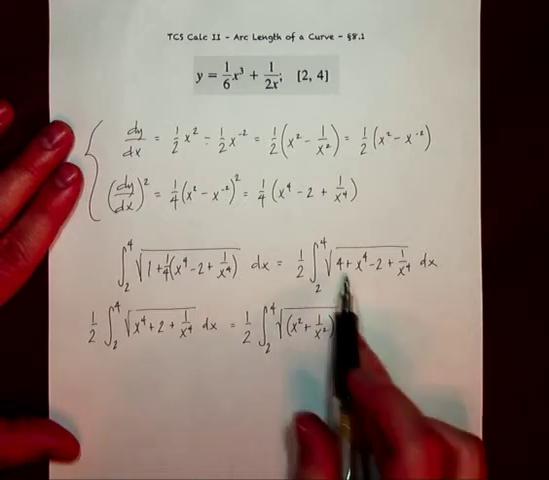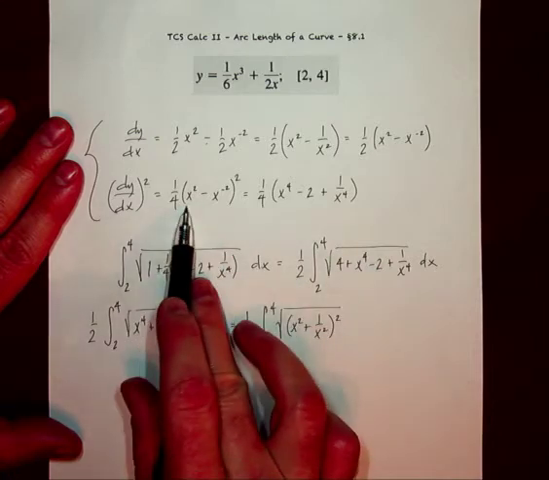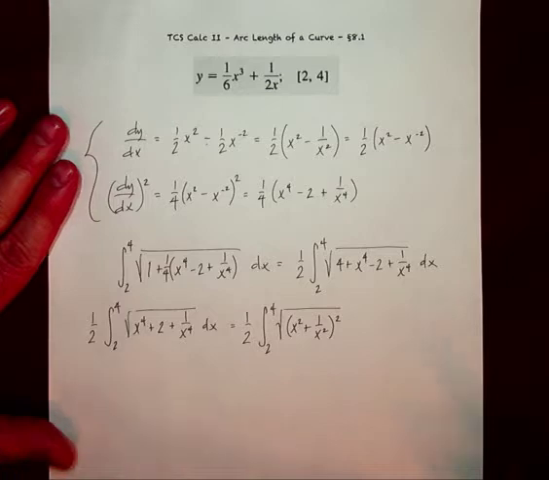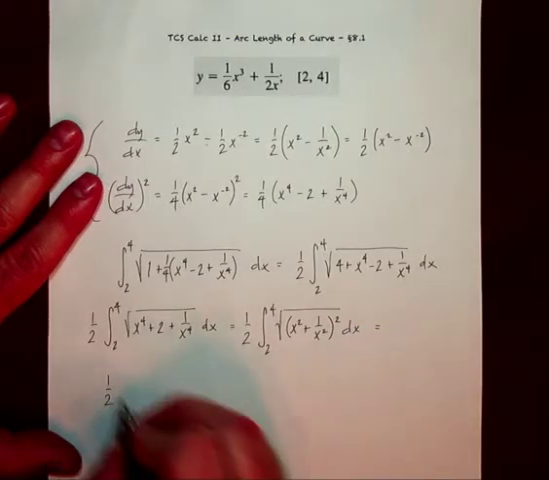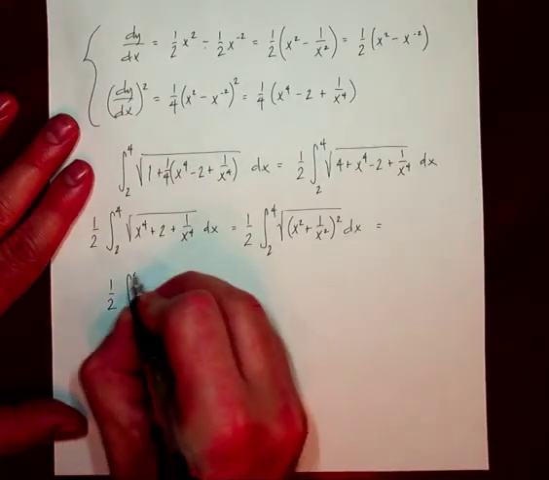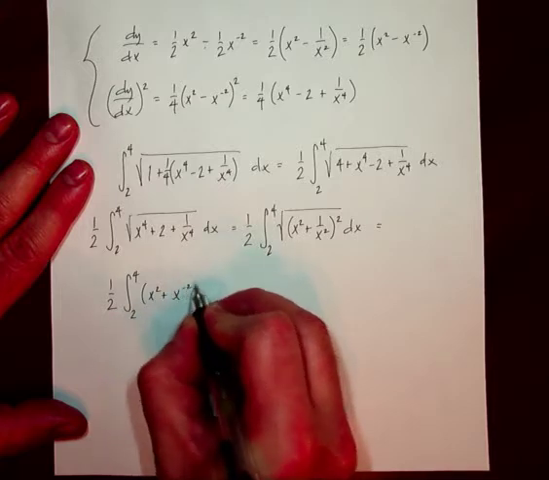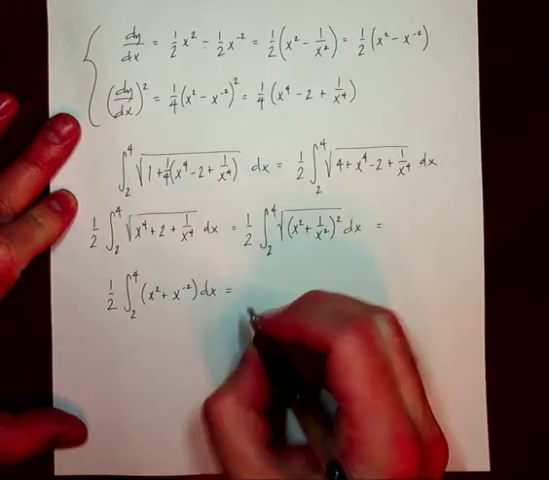So that 4 basically just changed the middle term of that perfect square trinomial and transformed it from x squared minus 1 over x squared to x squared plus 1 over x squared, but it's still a perfect square trinomial. And I have 1/2 the integral from 2 to 4 of x squared plus x to the negative 2 dx. Yay! Alrighty, let's go ahead.